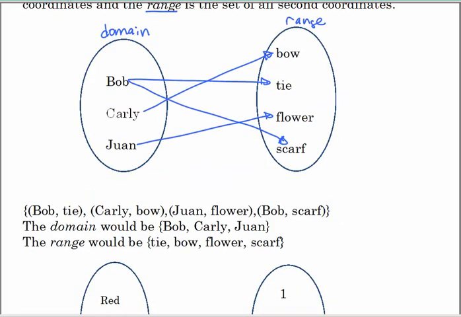So we can look at the set of ordered pairs, and this is the relation, where the domain would be Bob, Carly, and Juan, because that would be the first coordinate. Notice you don't have to write Bob again. That would be redundant, but it would not be wrong if you wrote it again. The range would be the second element, and of course that's tie, bow, flower, and scarf. And notice we used everything in the range and everything in the domain. We didn't have to, that was just my choice.